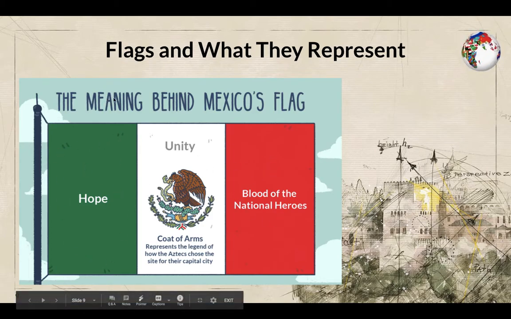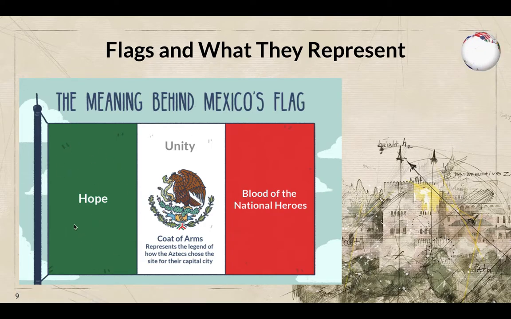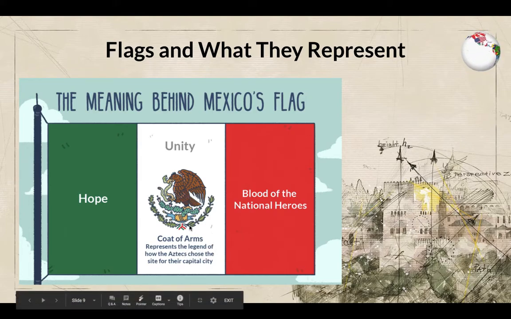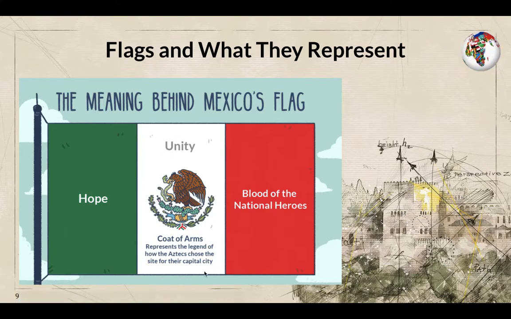For example, here we have the meaning behind Mexico's flag. The green represents hope. The red represents the blood of national heroes, maybe from wars fought. And then there's this great illustration in the middle of the Mexican flag that represents an Aztec story. This is an indigenous story about an eagle eating a snake, and it's, I guess, about how the Aztecs chose the site for their capital city. Very cool. Oh, and this white represents unity.